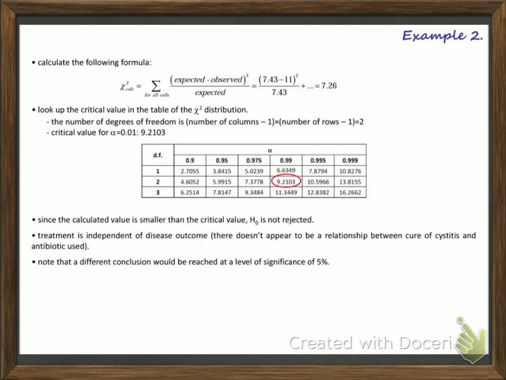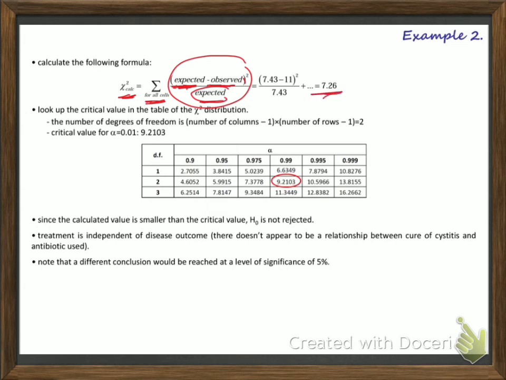So as we can see here, the chi-square calculated is the sum for all cells of expected minus observed squared divided by expected. This is the first value, plus expected minus observed for the second one, the third one, and so on. Then we can get it. So expected minus observed squared divided by the expected, for each cell. So we got the value, which is 7.26.